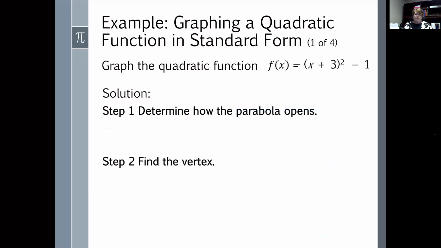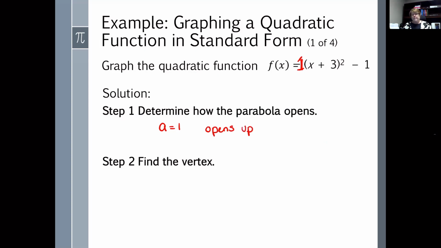Let's graph another one. We're going to graph f of x equals x plus 3 squared minus 1. So let's first determine whether the parabola opens up or down. The coefficient a on the x squared is the number 1. We have an understood 1 sitting right there. So a is 1. That is a positive number, so it opens up.